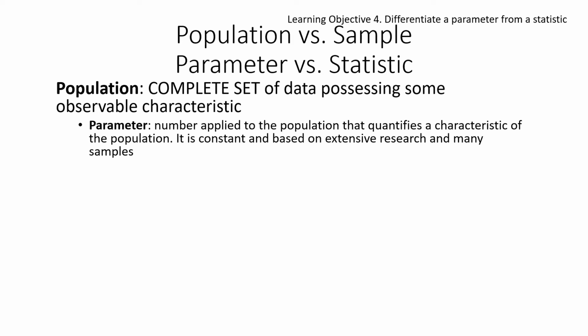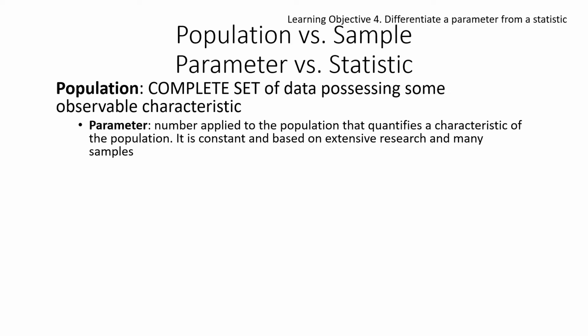A parameter is a number applied to the population that quantifies a characteristic of the population. It is constant and based on extensive research in many samples. So parameters are very extensive, very in-depth, very hard to obtain usually. If your population is just 40 people, then it's not a big deal.